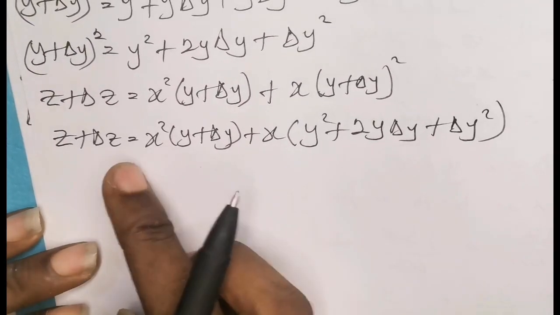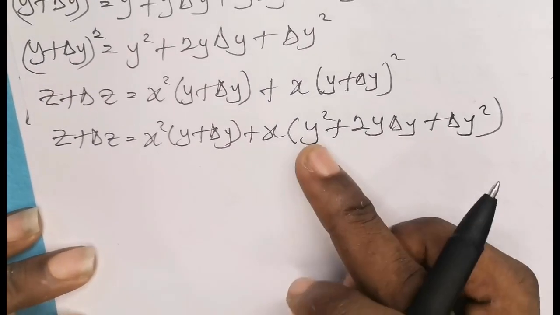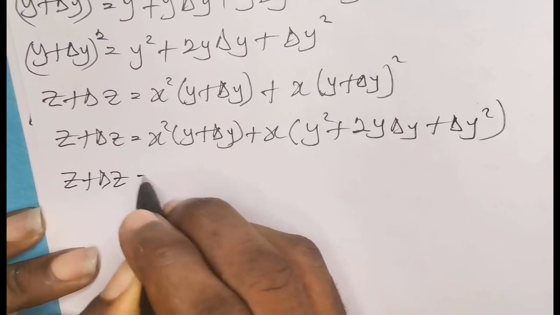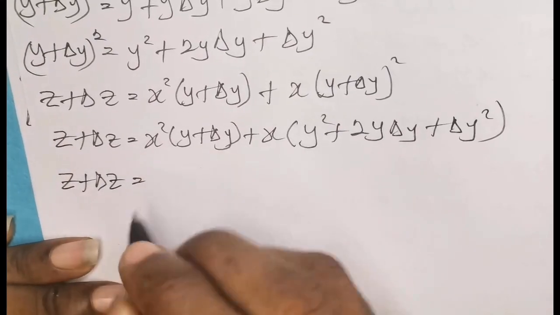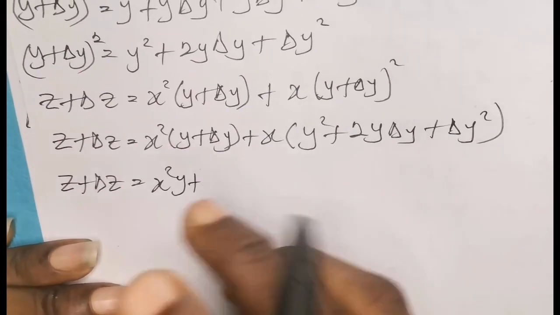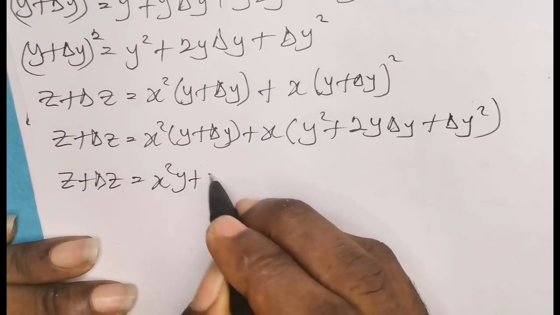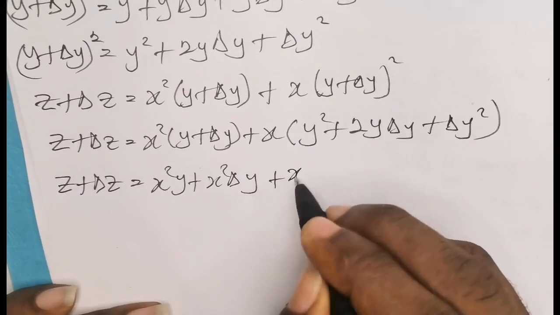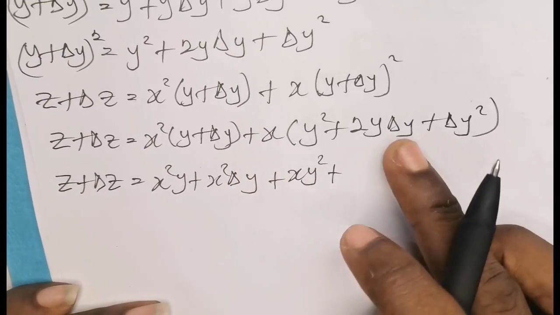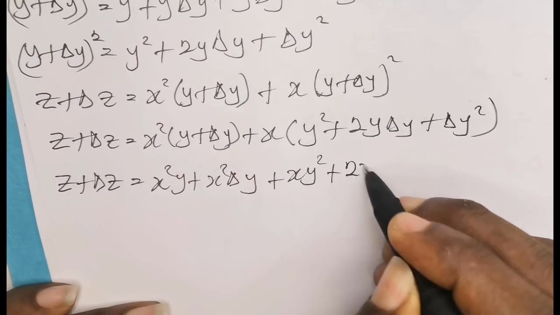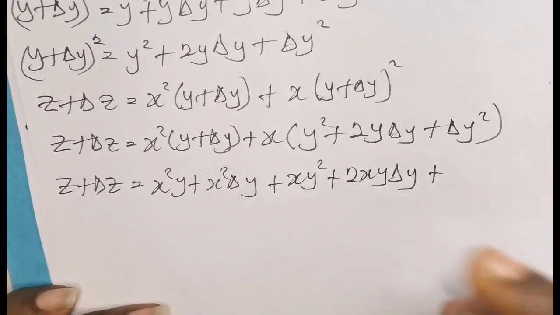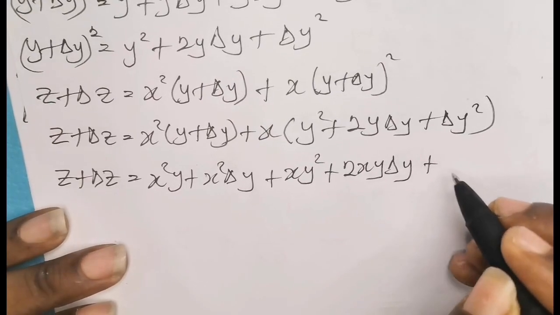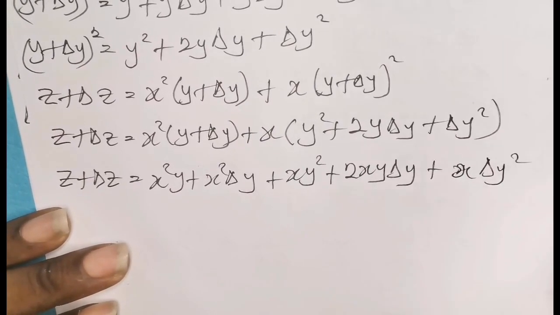Alright, so at this point, let's now expand the bracket using x squared and using x over here. So we have z plus change in z to be equal to x squared multiplies y gives us x squared y plus x squared multiplies change in y gives us x squared change in y plus x multiplies y squared gives us xy squared plus x multiplies 2y change in y, that gives us 2xy change in y plus x multiplies change in y squared, that simply gives us x change in y all squared.